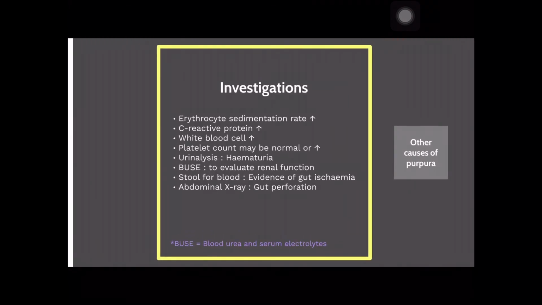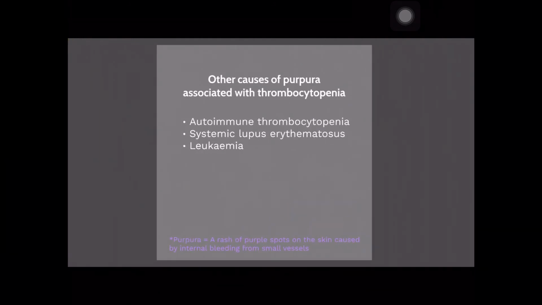In patients with Henoch-Schönlein purpura, inflammatory markers such as erythrocyte sedimentation rate and C-reactive protein are elevated. In full blood count, there is leukocytosis, meaning the white blood cell count is elevated. The platelet count is the most important test because Henoch-Schönlein purpura is characterized by non-thrombocytopenic purpura with a normal or even high platelet count. Therefore, differentiating it from other causes of purpura that are associated with thrombocytopenia such as autoimmune thrombocytopenia, systemic lupus erythematosus or leukemia, as mentioned in the previous video.